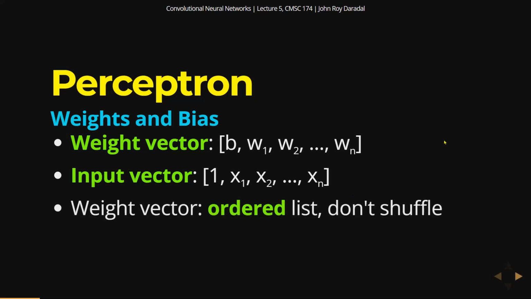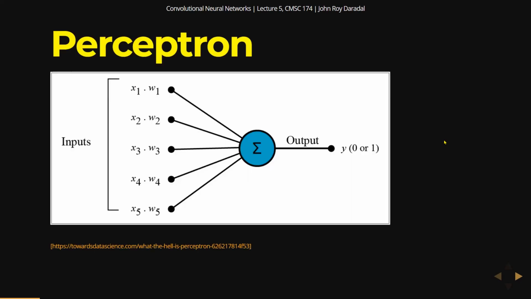Okay, so the weight vector is an ordered list. Don't shuffle it because the weights are supposed to correspond to the specific input items, right? So for example, input x1 should be multiplied with weight 1, input x2 should be multiplied with weight 2, and so on. Okay, so they should be aligned. You don't shuffle them.